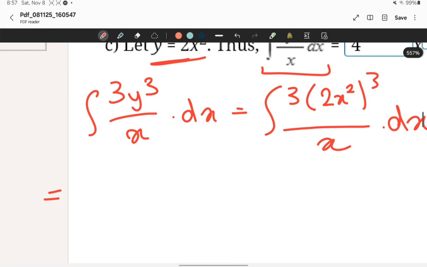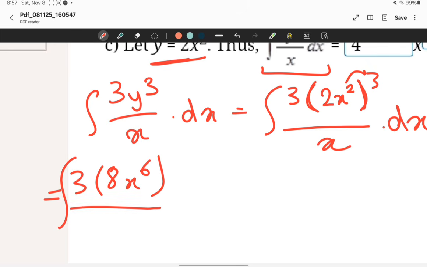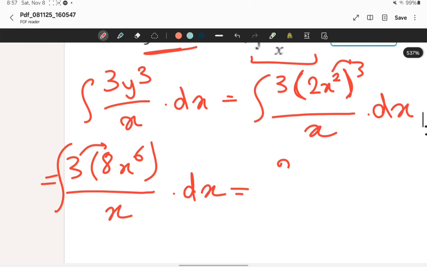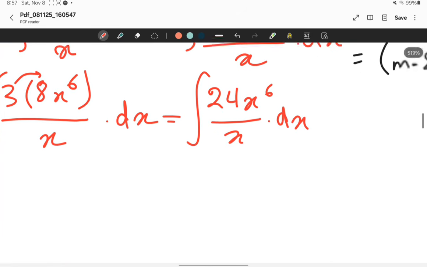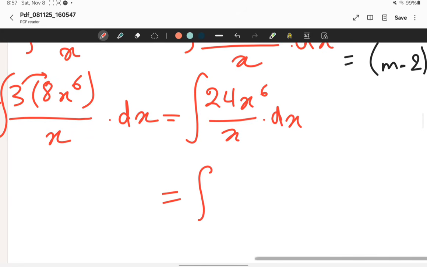So it simplifies. I'll raise this to the power of 3, so (2x squared) to the power of 3 is the integration of 3 into 2 to the power of 3, which is 8, times x squared to the power of 3, 2 times 3, so x to the power of 6, over x dx. Now we'll distribute the 3, so 3 times 8 is 24, x to the power of 6 over x, all integration. So x to the power of 6 and x cancel out, so the power goes down to 5. It's the integration of 24x to the power of 5 dx.